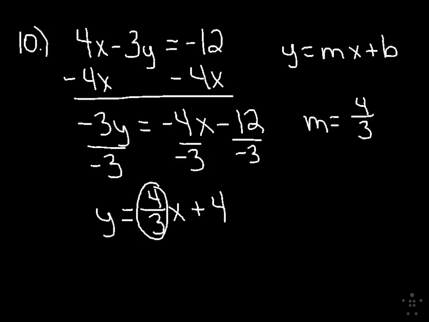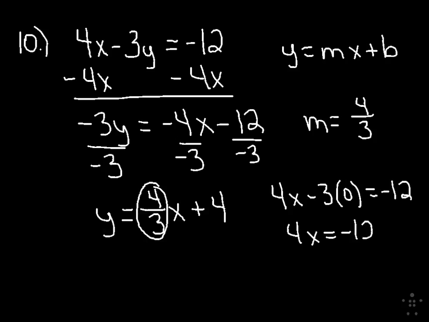Now, in order to find the x and y intercept, you simply let the variable equal 0. So to find the x, let the y be 0. So I get 4x is equal to negative 12. So divide by 4. So x is equal to negative 3. So my x-intercept is negative 3, 0.